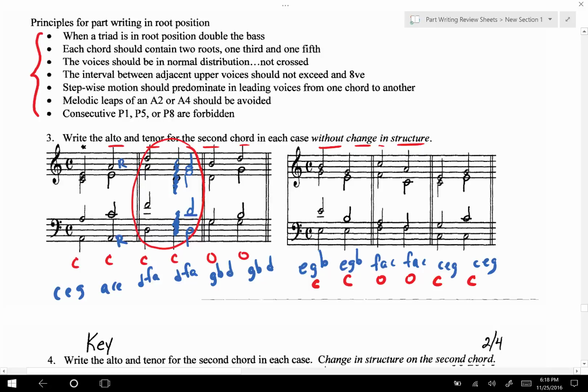In each case, make sure that you have doubled the root and provided a third and a fifth. And there you have it.